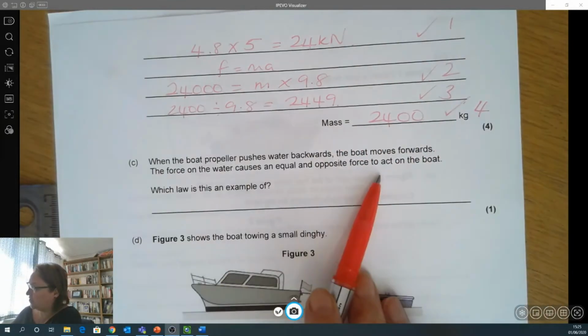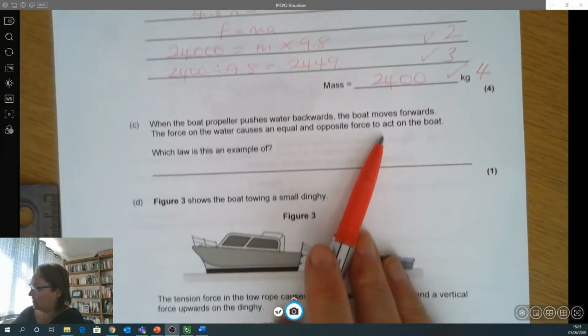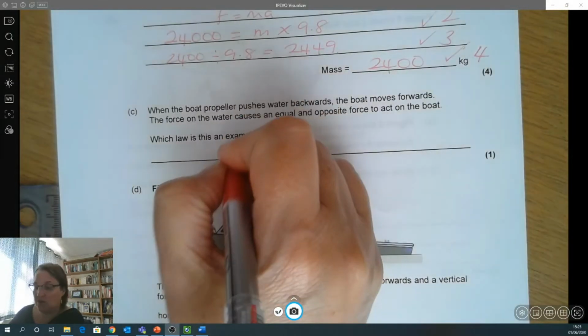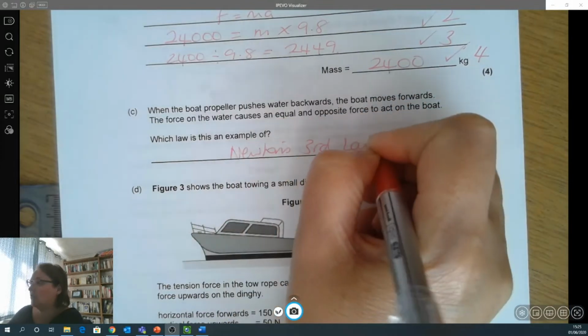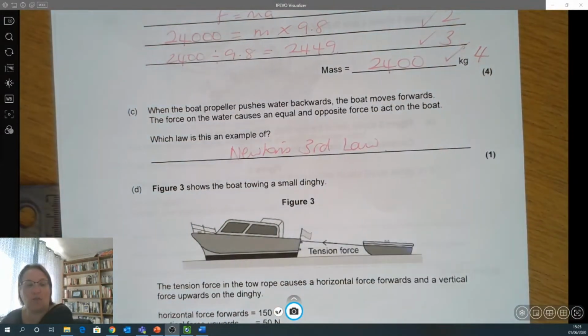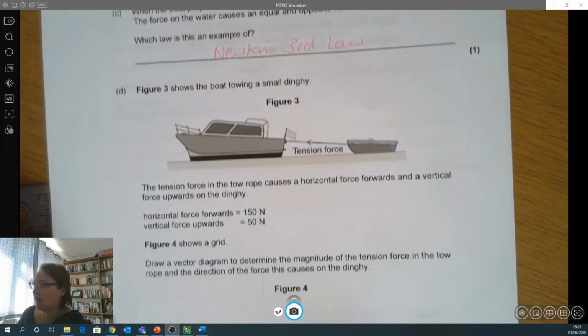When the boat propeller pushes the water backwards, the boat moves forward. This is Newton's third law. I've got 2 things interacting, causing equal and opposite forces. 64% of people got that right in this exam, which actually is quite startling. It's a pretty basic example of Newton's third law, and only half of the students got that right.